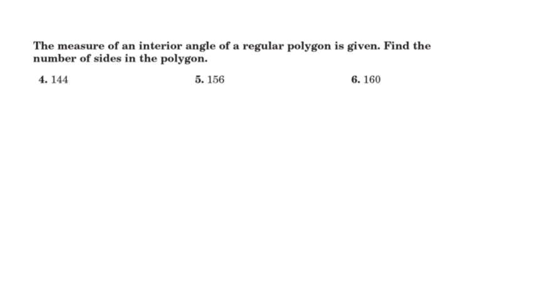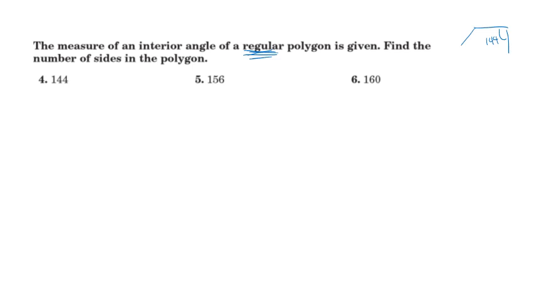Now, they want the measure of an interior angle. Again, this only works for regular polygons. Polygon is given. Find the number of sides. So now they're saying, hey, the interior angle here is 144, and it's regular. So what do the other degrees have to be?